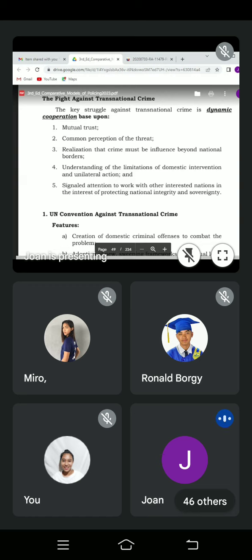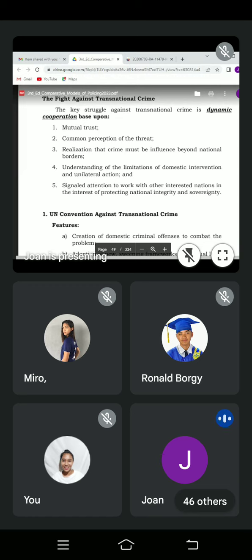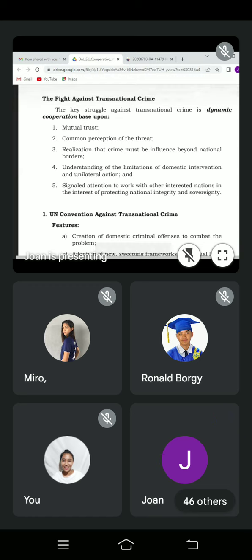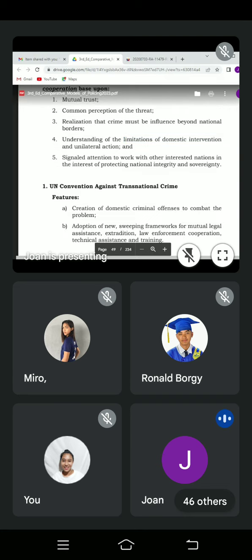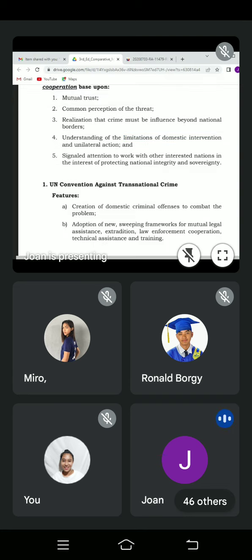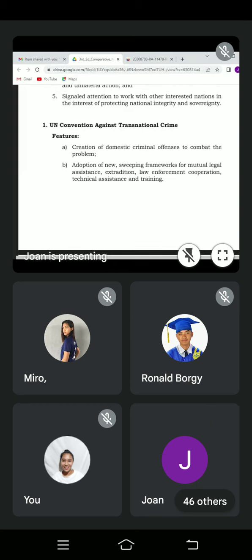So the key struggle against transnational crime is dynamic cooperation based upon mutual trust, common perception of the threat, the realization that crime must be influenced beyond national borders. We need to recognize that transnational crime is a borderless crime, understanding the limitations of domestic intervention and unilateral action, and signaling attention to work with other interested nations in the interest of protecting national integrity and sovereignty.